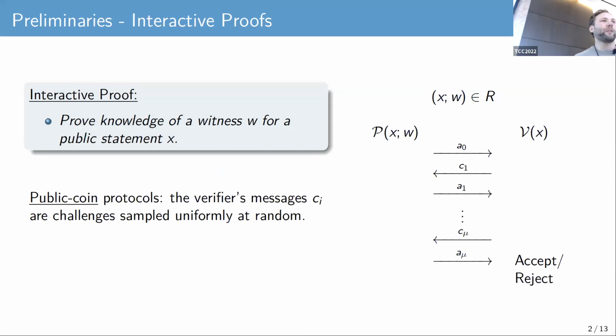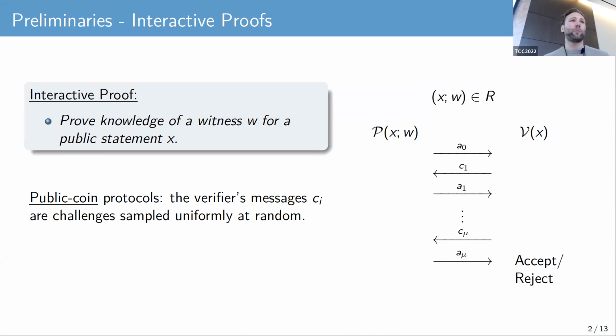So the starting point of our work is an interactive proof, obviously, which is a protocol between a prover and a verifier. And the goal of this protocol is for the prover to prove knowledge of a witness, a secret witness, given a public statement X. So the prover knows the witness W corresponding to X, and the verifier only knows X. And the prover and verifier exchange a couple of messages. And in the end, the verifier decides whether to accept or reject the prover's claim.